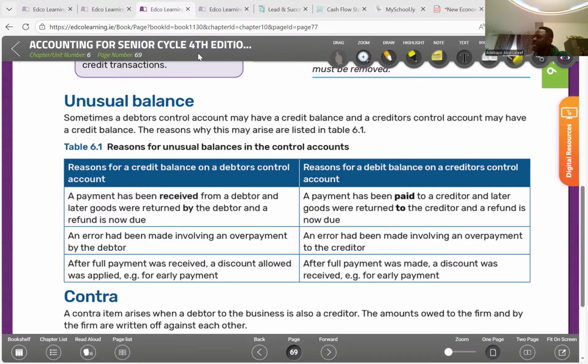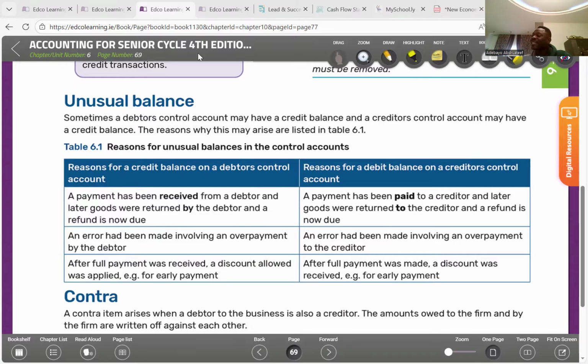If goods were paid in full and some goods were returned, you have to refund the money. That's why it's going to have a credit balance. Your debtor overpaid you the invoice. You're going to have a credit balance in your debtor's control account. Are they clear? So these are unusual balances in the debtor's control account. The unusual balance in the debtor's control account is all about the debtor's account having a credit balance instead of a debit balance. Do you get it? So your balance carried down in your debtor's control account should be on the debit side, not on the credit side. Do you get it?